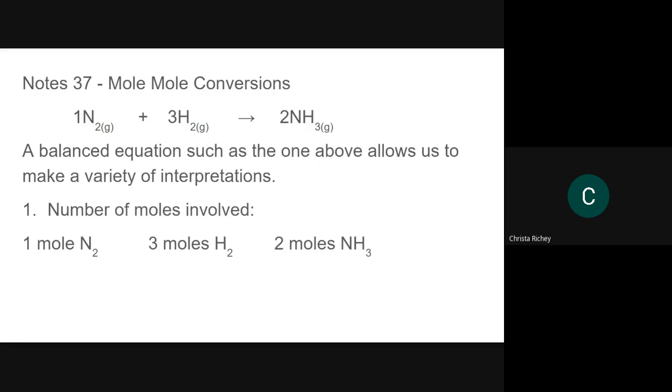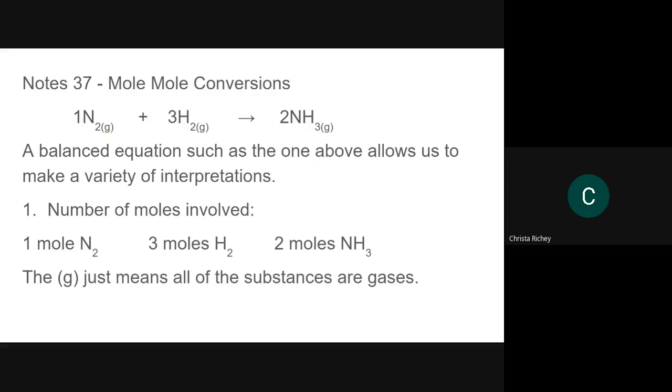The way that this is read is 1 mole of nitrogen gas. The G just means it's a gas. I'm pretty sure there's another one on here. There is. G means gas, S means solid, L means liquid, and AQ means aqueous, which is similar to a liquid, normally an acid. So 1 mole of nitrogen gas reacts with 3 moles of hydrogen gas to make 2 moles of ammonia. That's how this is read.